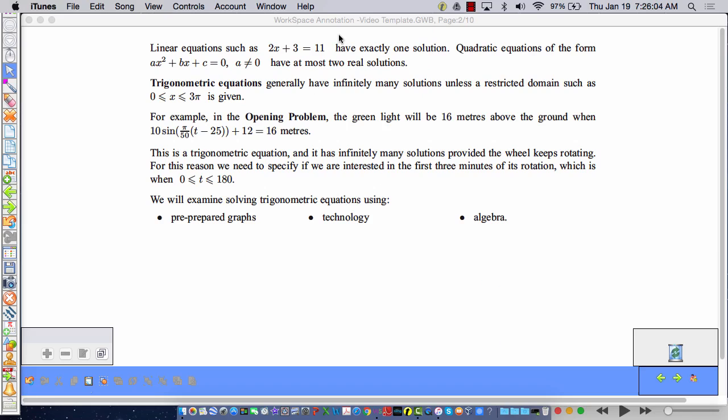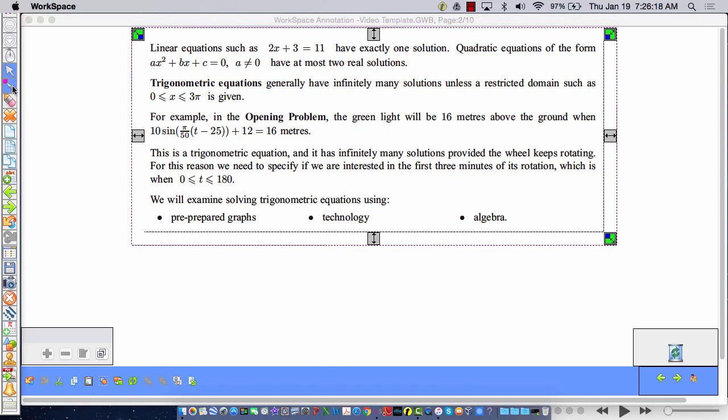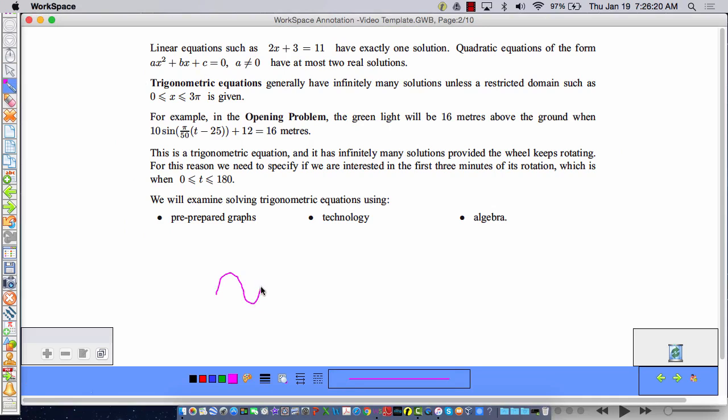Linear equations have exactly one solution, and quadratics can have at most two real solutions. But trig equations generally can have an infinite number of solutions. If I have a sine curve or a cosine curve that goes forever and ever, and a horizontal line, there are 8 solutions in just 4 humps.